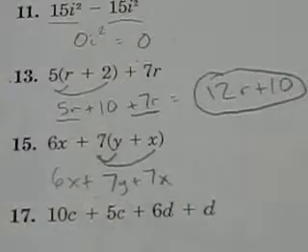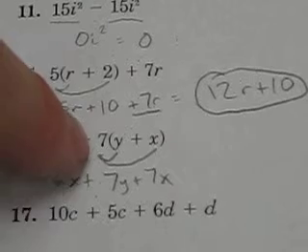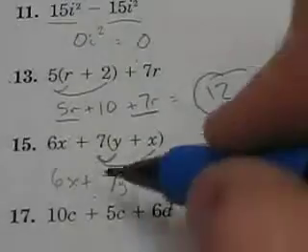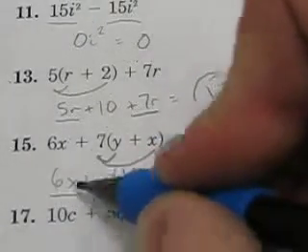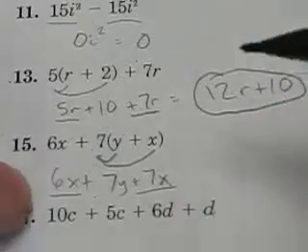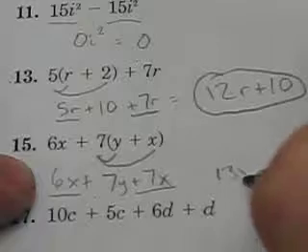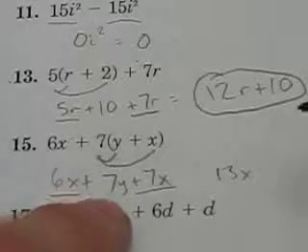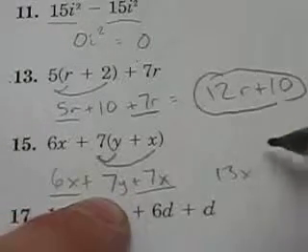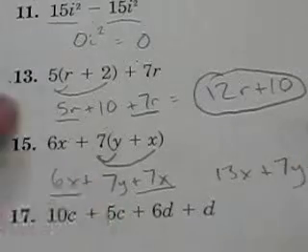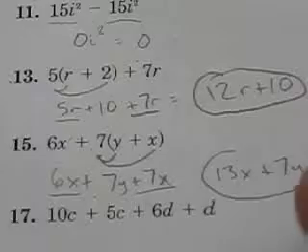At this point, we've done the distributive property to get here. We're still not in simplest form, which is what the directions tell us to do. So we put that in simplest form by identifying the terms that are alike. 6x plus 7x, when we add those, we get 13x. The 7y, there's nothing to combine that with, so we're just going to have 13x plus 7y as our answer. This would be our final answer.